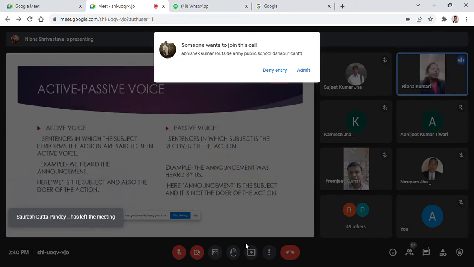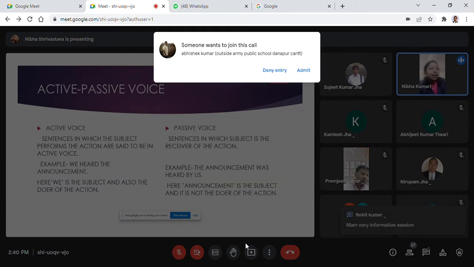Okay. Now one more thing, as I discussed that time: active and passive voice. Active voice sentences are those in which the subject performs the action. Passive voice sentences are those in which the subject is the receiver of the action. Now children get confused here. What is the difference between a doer and a receiver of the action? What is the teacher trying to tell by receiver of the action?